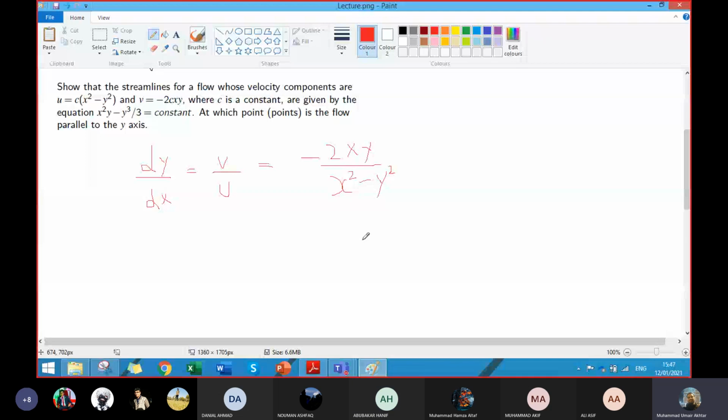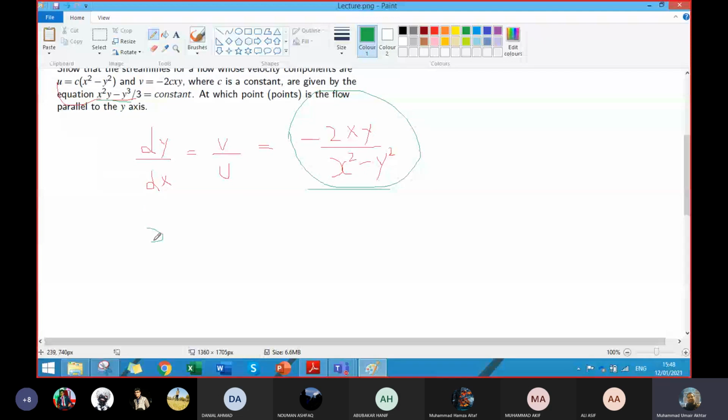And now we want to show that this is the equation for these functions, u and v. In order to do that, we see that we cannot separate the variables in this form, because it is an implicit form, right? So we cannot get this equation from this form. So what we can do is take the derivative of this equation, that is x square y minus y cube by 3 equal to constant. If we take the derivative of this equation and prove that it is equal to this, then these two components are for this equation, right?